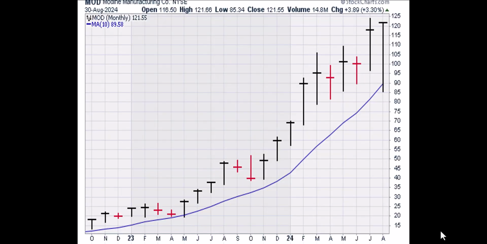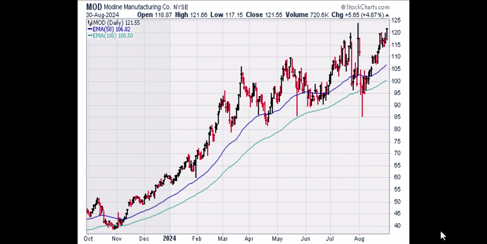According to Prime Trade Select rules, a stock is in a bull trend on a monthly basis if the stock price is above the 10-period or 10-month simple moving average. The monthly chart shows that MOD is well above the moving average line, so the monthly trend in MOD is up. Next, we're going to look at the daily chart.